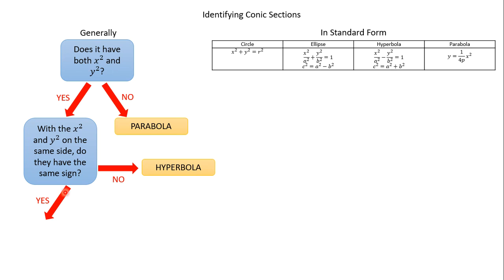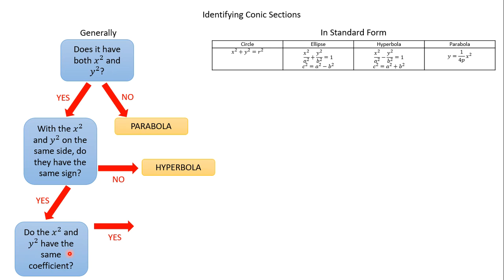And so, if the answer is yes again, so we have both x squared and y squared, and they have the same sign, do they have the same coefficient? Do they have the same number in front of them? If the answer is yes, well, this is just x squared plus y squared equals r squared. If we divided by r squared, we'd have 1 over r squared times x squared plus 1 over r squared times y squared. Here, we have two different numbers. If they have the same number in front, it's going to be a circle. And if they don't have the same number in front, it's going to be an ellipse.